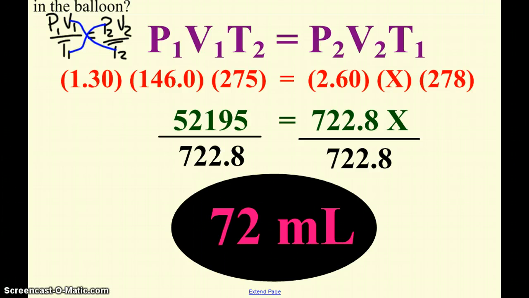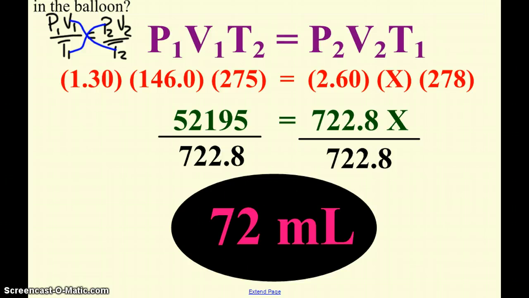And that really does make sense. Again, temperature goes down a little, which also causes the volume to drop. The pressure doubles, so the volume should pretty much get cut in half, so 146 down to 72. So that answer makes sense to us.